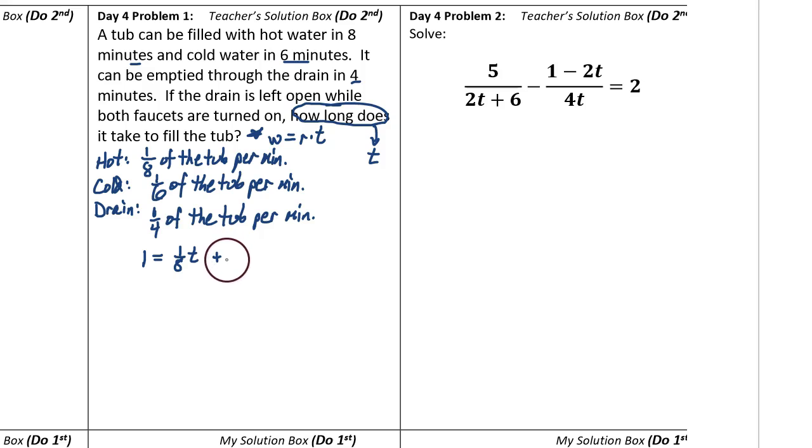Now add the work done by the cold water faucet. It is 1/6 times t. And now subtract the work done by the drain, 1/4 times t. Here's an equation that has fractions. So the technique is to multiply all terms by the LCD. If the denominators are 8, 6, and 4, then the lowest common denominator is 24. Let's multiply all terms by 24.